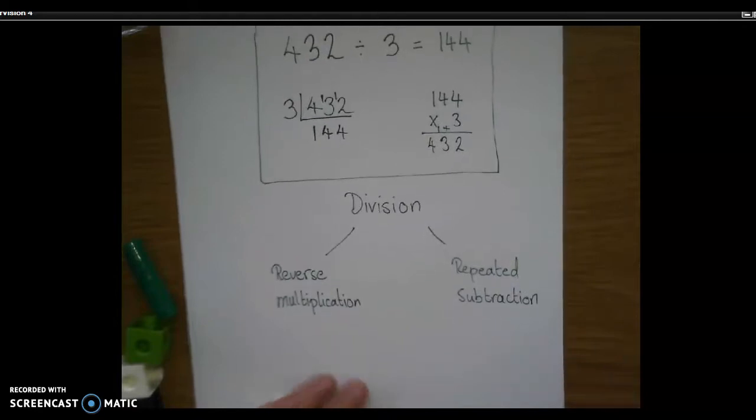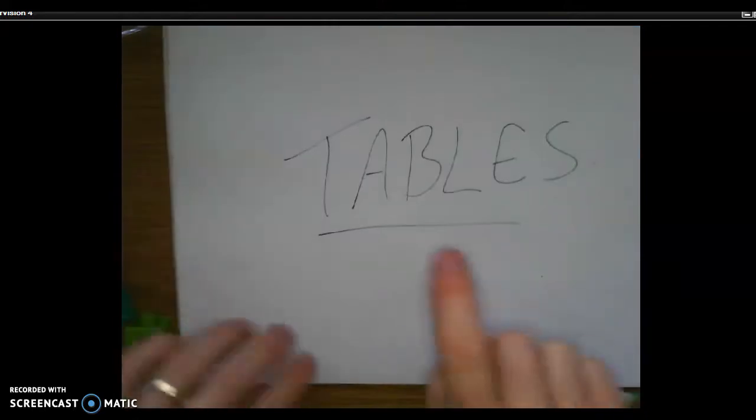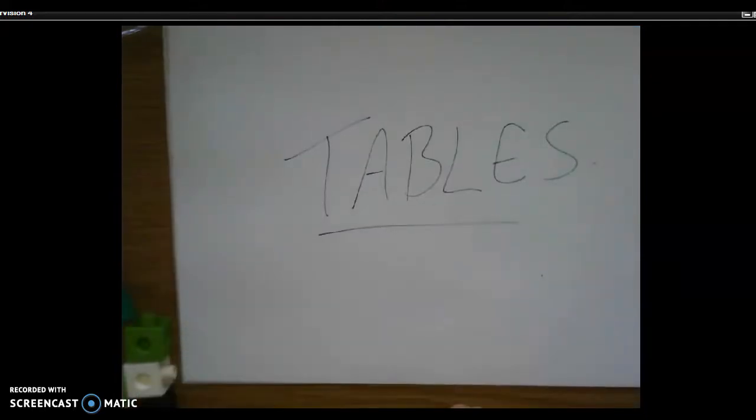But remember, the most important thing for learning your division or anything in maths is what? Your tables. Learn them off by heart, inside out, backwards, forwards, on your head. Spin around 5 times and do them.